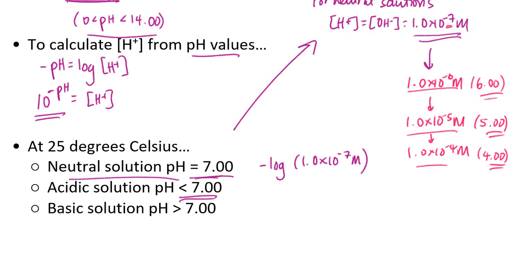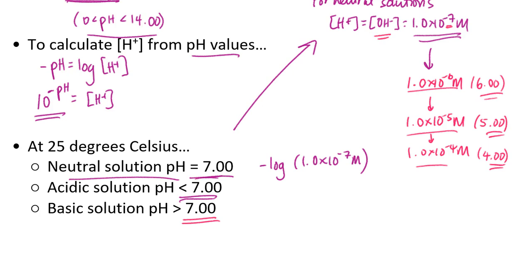Conversely, if I have a basic solution, then basically the pH should be larger than 7. Because again, if I have a basic solution, that means that the hydroxide ion concentration begins to predominate, and so that causes the hydrogen ion concentration to get smaller and smaller. So as a result, my pH value would rise once again because of that inverse log relationship.